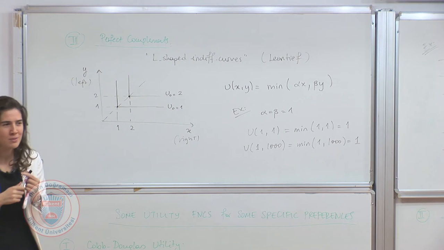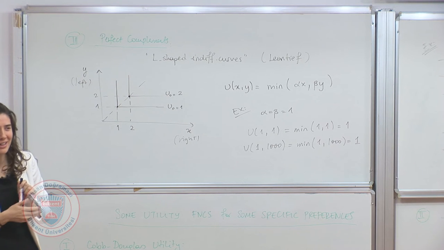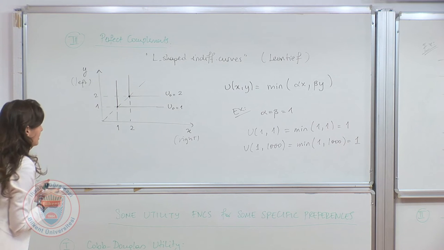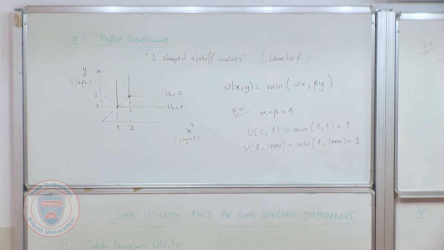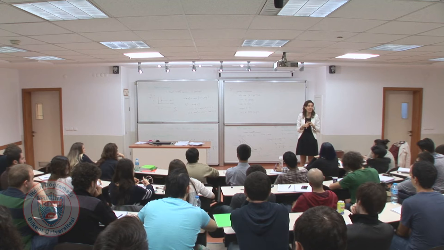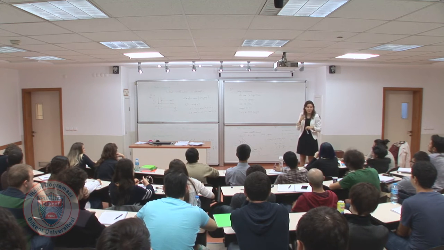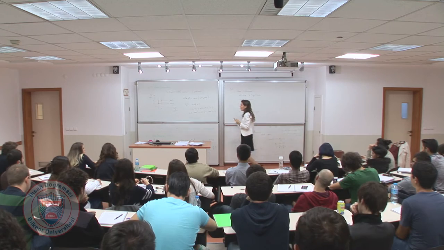Now comes the question. What is MRS here? Remember what we were doing? MRS was the marginal utility of x divided by the marginal utility of y, or the slope of the indifference curve. But what about MRS here?